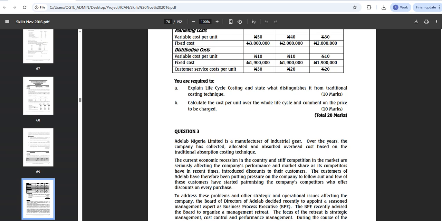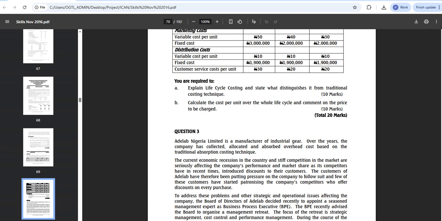Shall we proceed? Yes, sir. Now, question 2 is saying that we should calculate the cost per unit over the whole life cycle. Cost per unit over the whole life cycle.